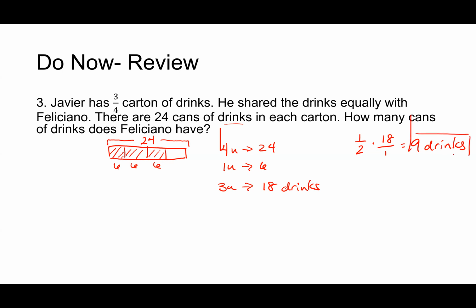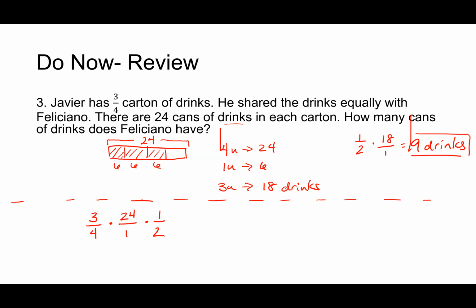Okay, I'm going to show you guys an easier way to do this, okay? So here's an alternative way. This is just a fractions problem. And all we need to do is just read the word problem and set it up. So Javier has 3/4 carton of drinks, right? How many drinks are in a carton again? 24. If he shares it equally with Feliciano, he's going to give half of his drinks to Feliciano, right?